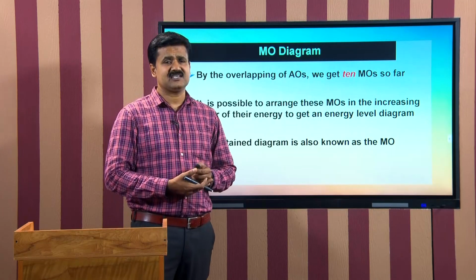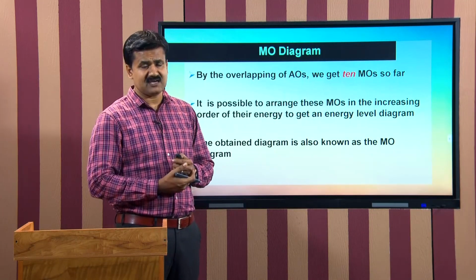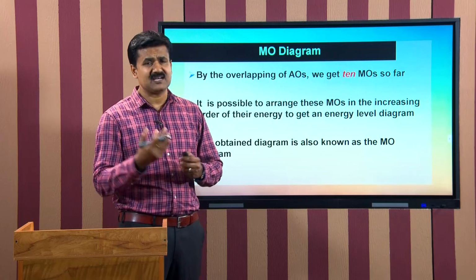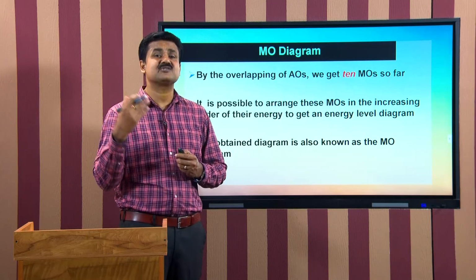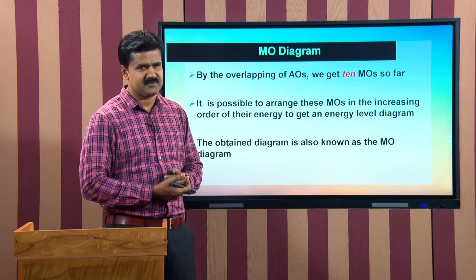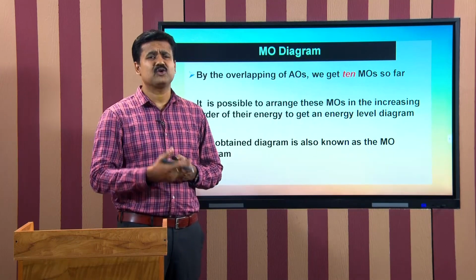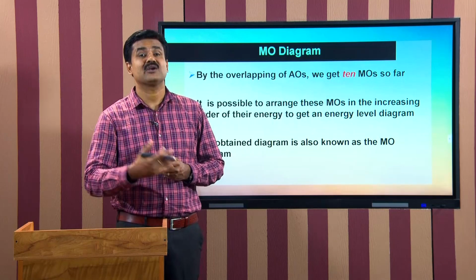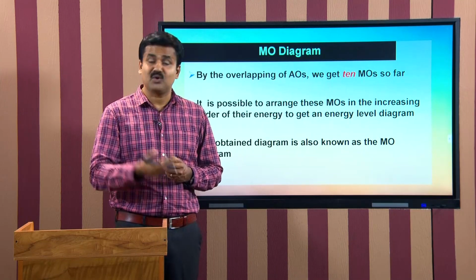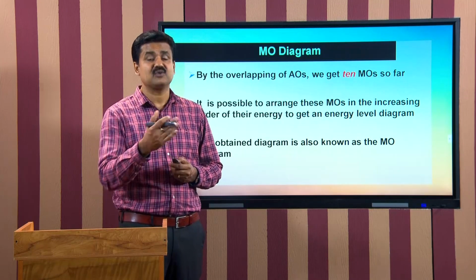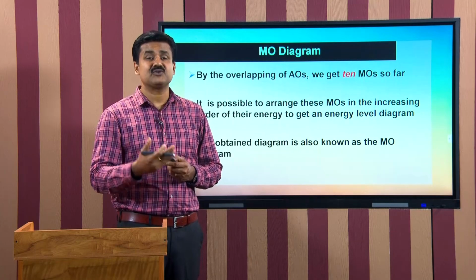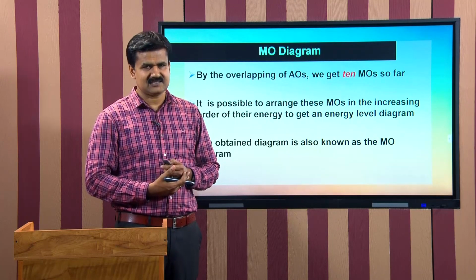We know the fact that overlapping of atomic orbitals, or linear combination of atomic orbitals, may lead to molecular orbitals or molecular orbital wave functions. We previously heard about the overlapping of atomic orbitals to get 10 molecular orbitals, out of which 5 are bonding and 5 are anti-bonding. So, we familiarized the formation of the first 10 molecular orbitals.